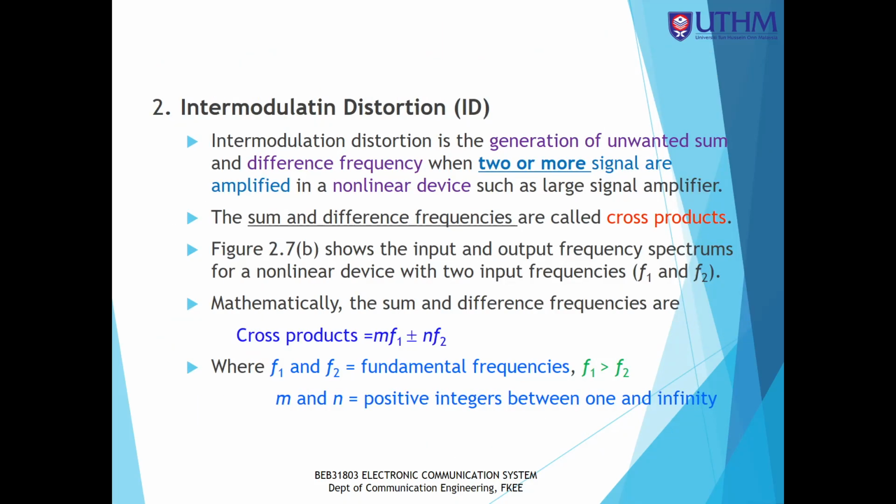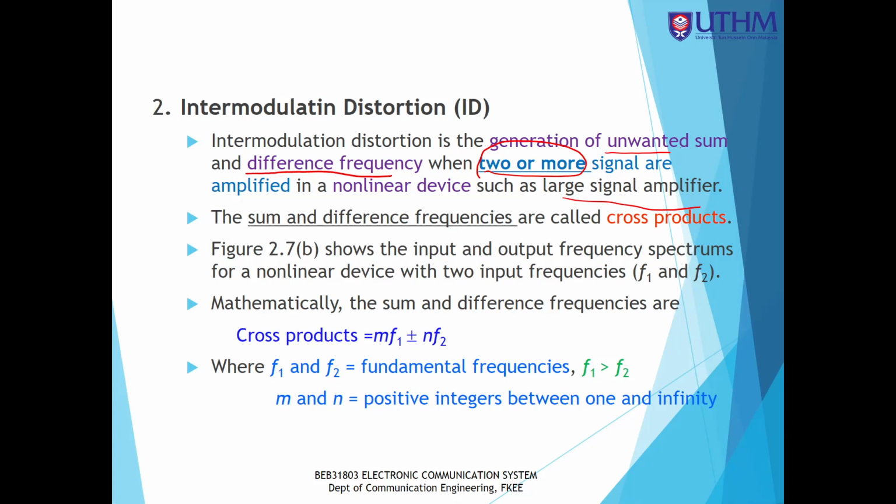And then intermodulation distortion, the second type of correlated noise. Okay. So intermodulation distortion is the generation of unwanted sum and difference frequencies when two or more input signals are amplified in a nonlinear device such as a large signal amplifier.